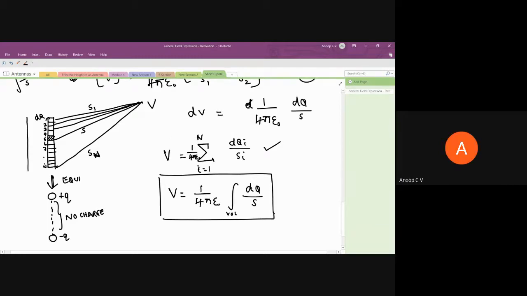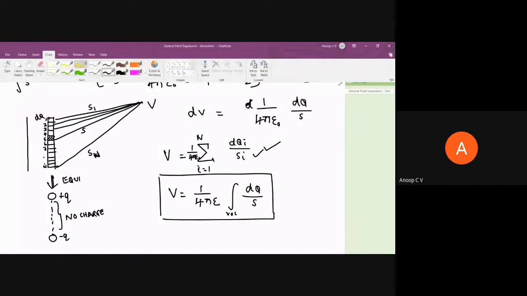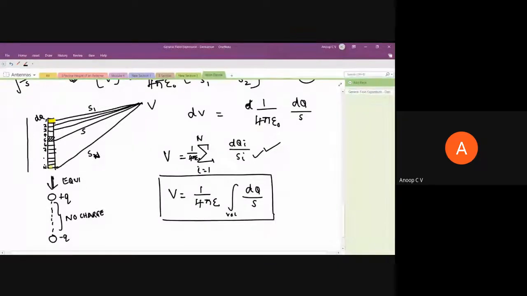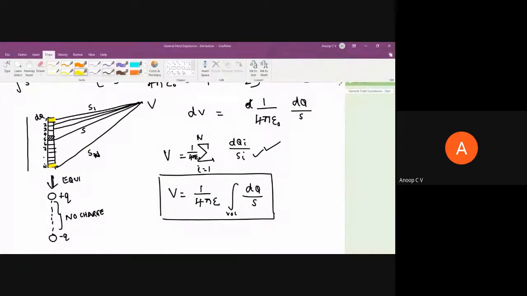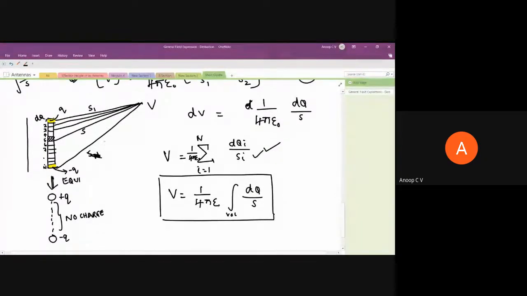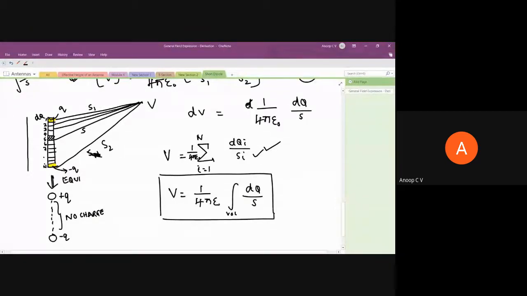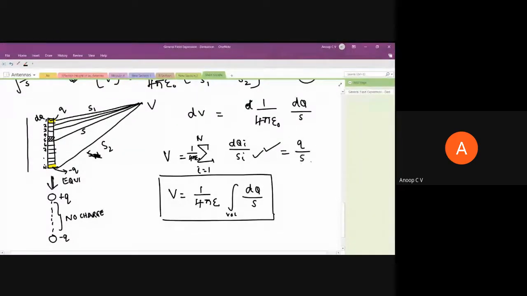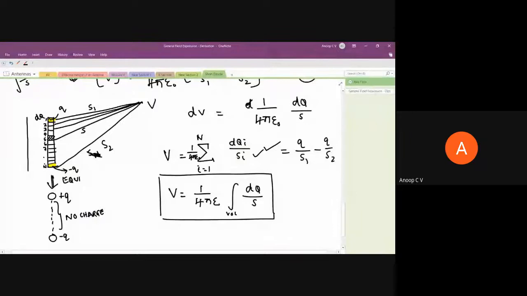So now, what will happen to the summation or integration? What it basically says is we have charge only in the first and last segment. The first segment has a charge Q, and the last segment has a charge minus Q. And the distance is, this is S1, and let this be S2, as per whatever figure I have drawn initially to derive. So this summation will reduce to Q by S1 minus Q by S2. Whether the summation will reduce to this?